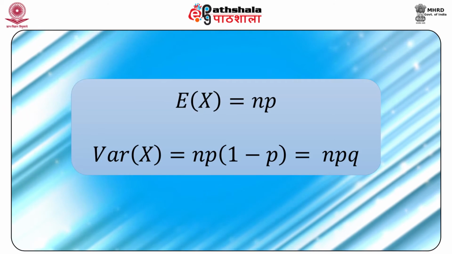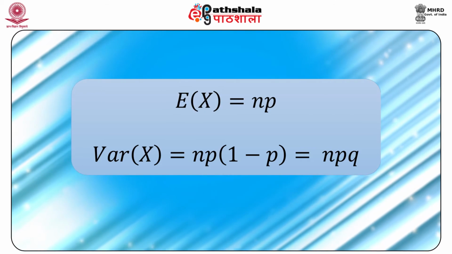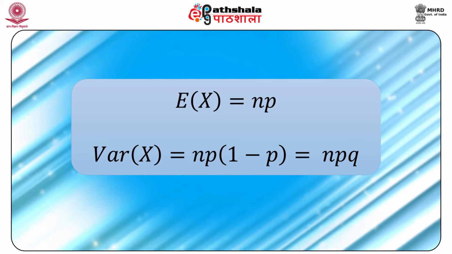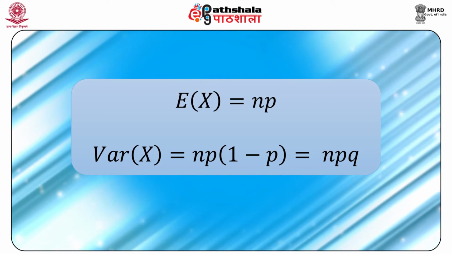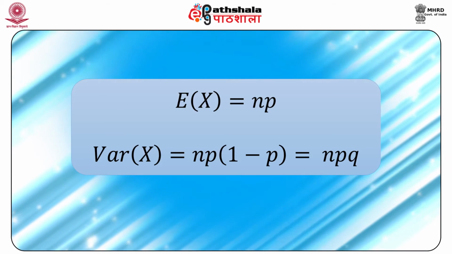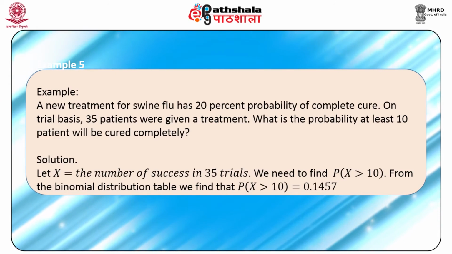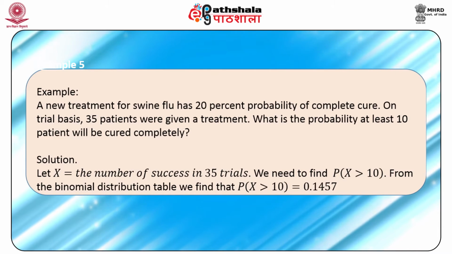The binomial distribution has two parameters, namely n and p. So in binomial distribution, we have expected value of x equal to np and variance of x is equal to npq, or np into 1 minus p. Let's take an example of this binomial distribution.